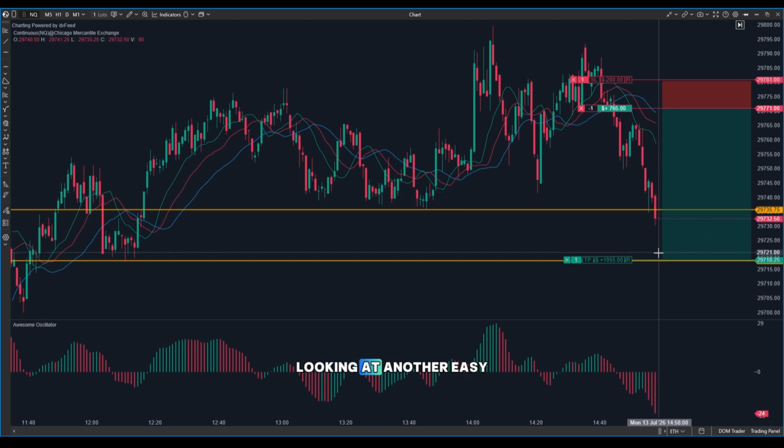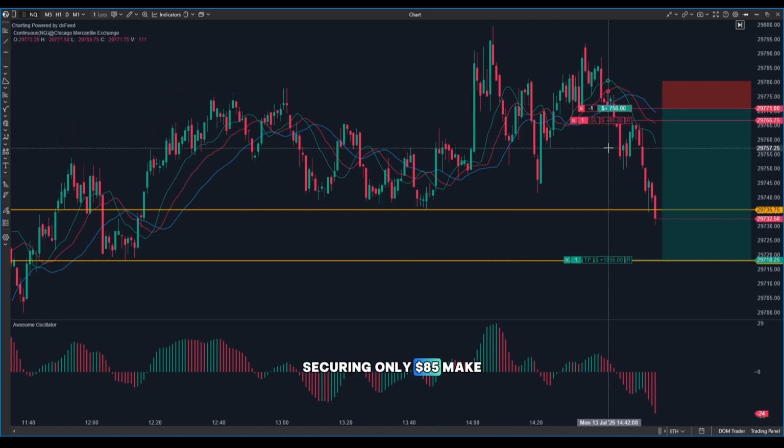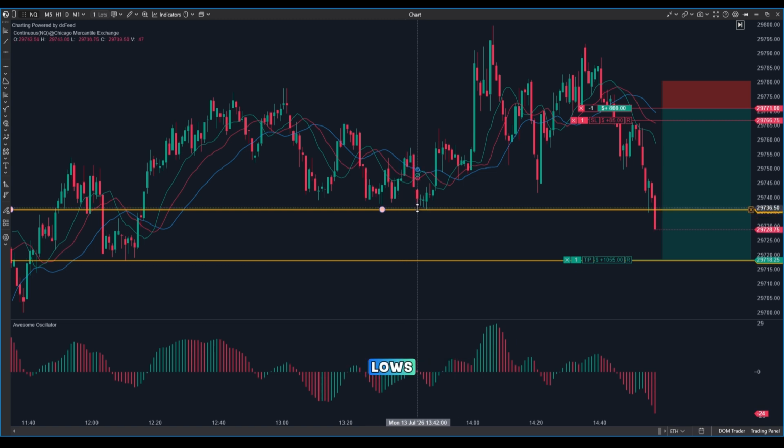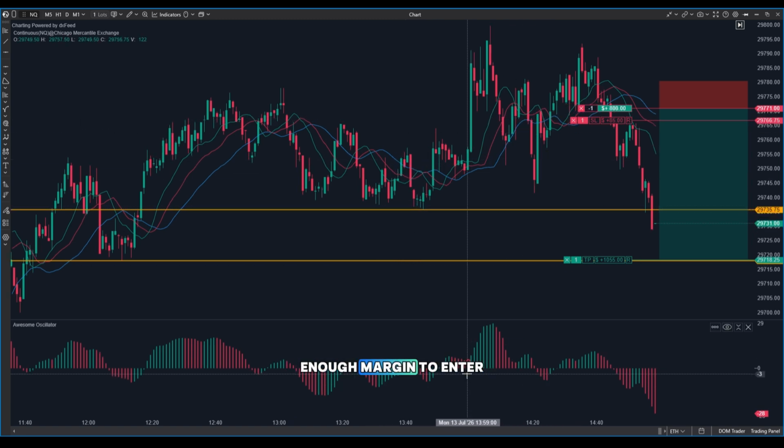All right, now we are looking at another easy move to 29,718. It's time to move the stop to break even, securing only $85. Make sure you manage your margin the way you can. Exit partially at these lows. Unfortunately, I don't have enough margin to enter 2 contracts. I should have traded Nasdaq Micro, where it requires much less margin, but I entered on Nasdaq. This is something I should consider in the next trade.